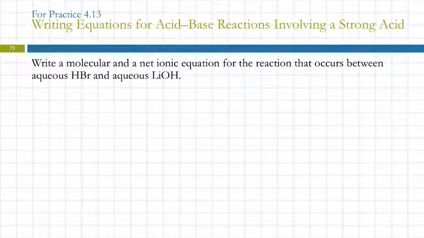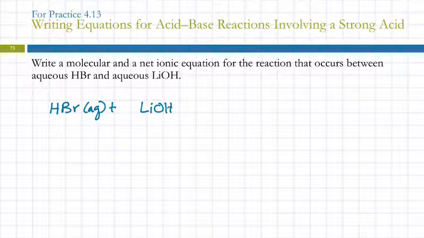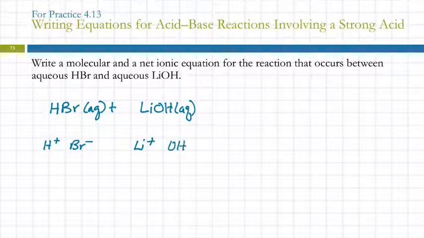So writing equations. Write a molecular and a net ionic equation for the reaction that occurs between aqueous HBr and aqueous LiOH. So they gave us the formulas. So we've got HBr, and we're told that's aqueous, and we've got lithium hydroxide, also aqueous. To predict the products, we're going to separate these into ions and swap the partners. So HBr contains hydrogen ions and bromide ions when it ionizes. And lithium hydroxide has lithium ions and hydroxide ions.